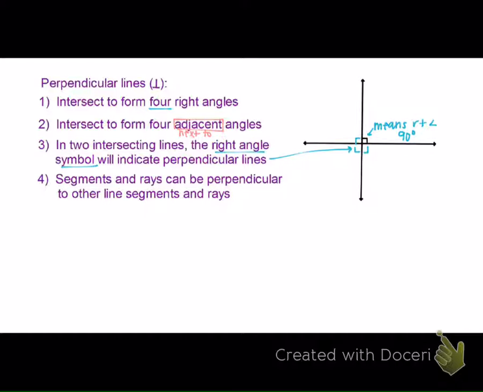Segments and rays can be perpendicular to other line segments and rays. So anything like a line or a segment or a ray can all have that perpendicular feature. It doesn't just have to be a line. All right? So go ahead and get that stuff written in there, and then we are going to get started on some examples, and then we'll move on to the notes from today.